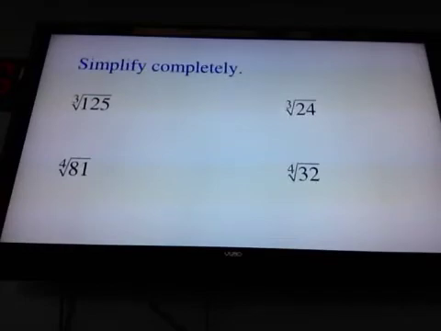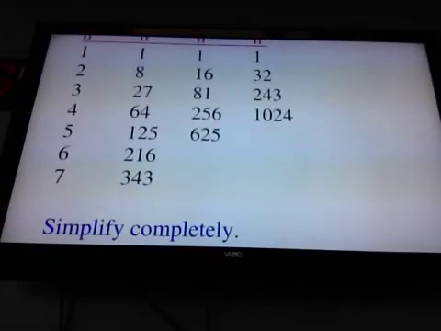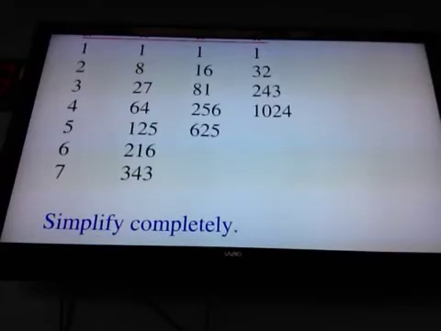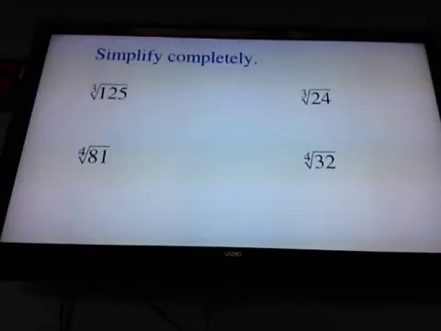Cube root of 125. So just looking at our chart above there, 125 is a perfect cube root. If you look down the n cubed column, 125 is a perfect cube root. It is 5. 5 times 5 times 5. So if something has a perfect cube root, fourth root, fifth root, there's nothing left. If it doesn't have a perfect root, then you're going to break it up.